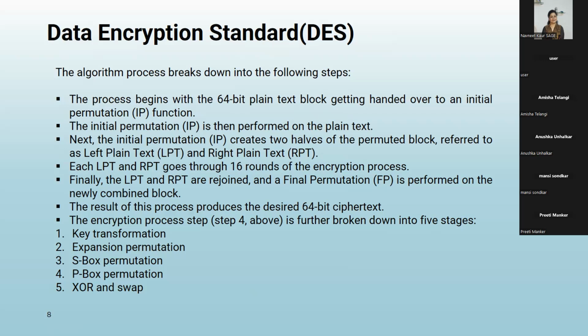Finally, LPT and RPT rejoin, and a final permutation is performed on the newly combined block. The result of this process produces the 64-bit ciphertext. This encryption process is further broken down into 5 stages: key transformation, expansion permutation, S-box permutation, P-box permutation, XOR, and swap.